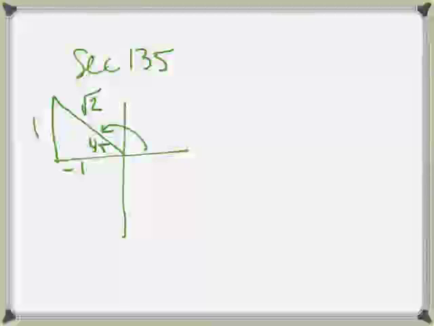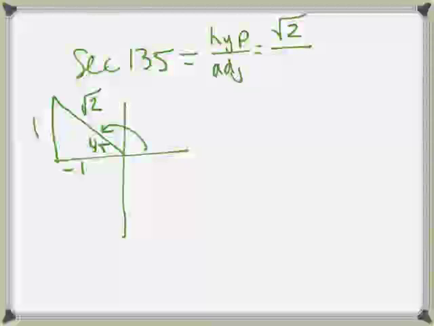Secant. We don't have SOHCAHTOA for secant. Secant is the reciprocal of cosine, which is adjacent over hypotenuse, so we flip that over and do hypotenuse over adjacent. What's the hypotenuse? Square root of 2. What's the adjacent? The -1 is the adjacent. Dividing by -1, I get negative square root of 2. I said simplify when possible, but leave square roots on the bottom if that's where they are.